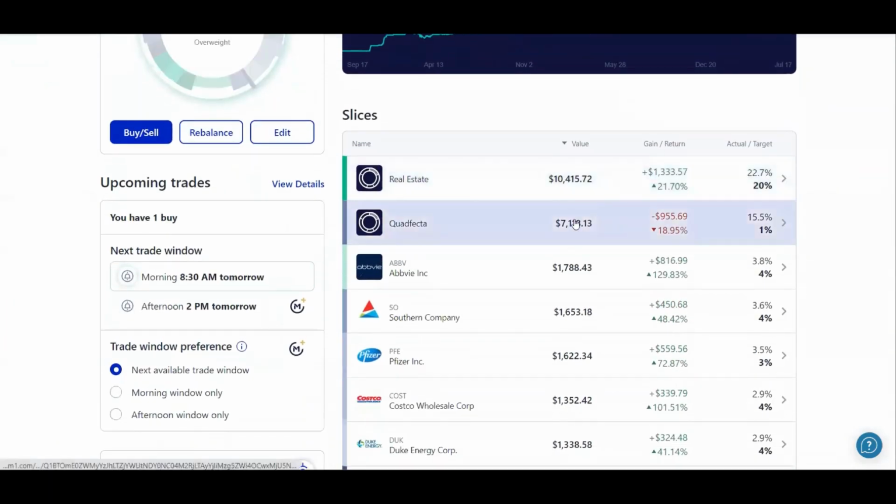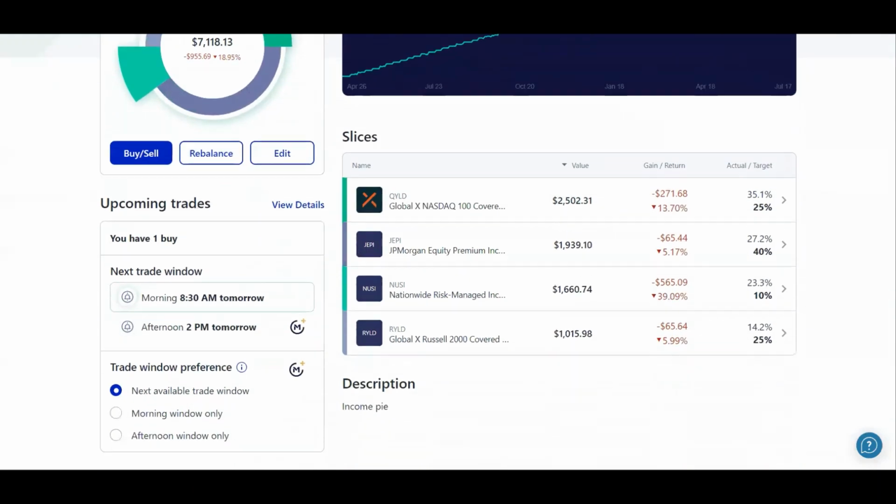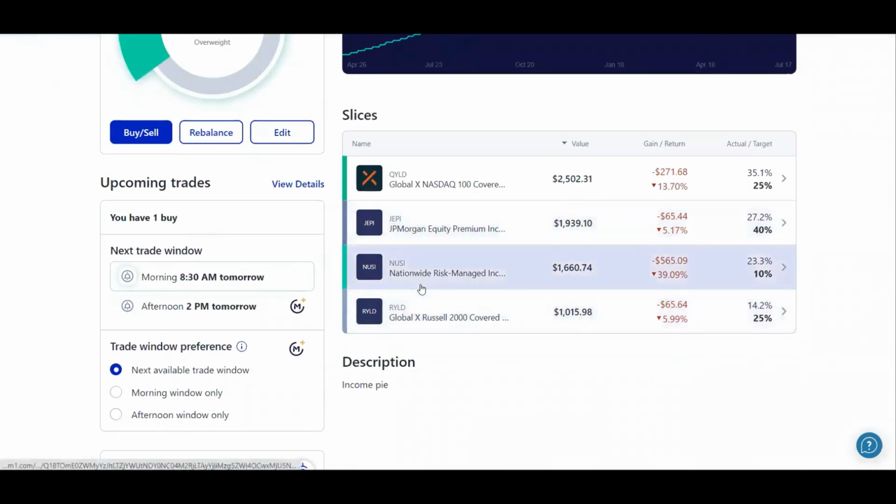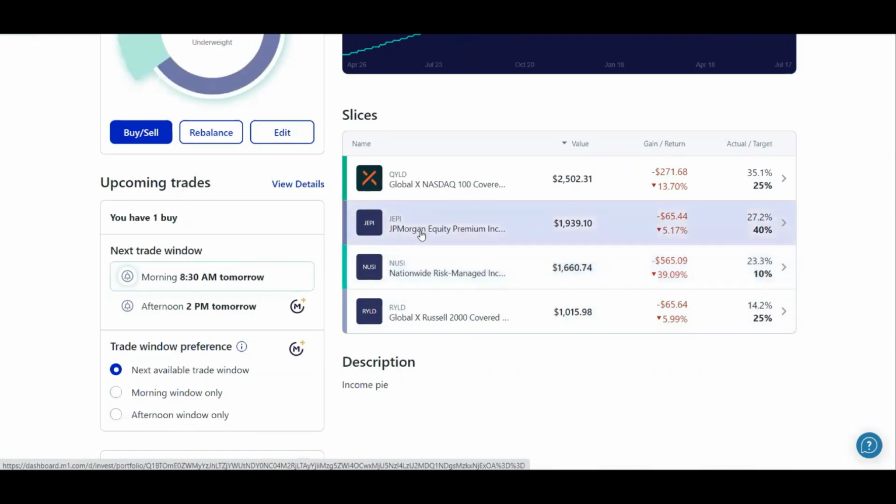Now, as I talked about last week, in my Quadfecta portfolio, I decreased NUSI from 25% to 10%, and I increased JEPI from 25 to 40%.